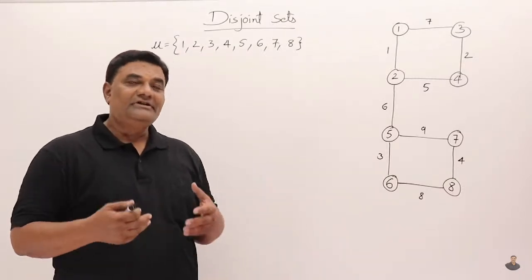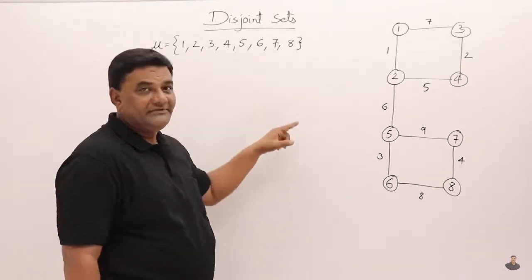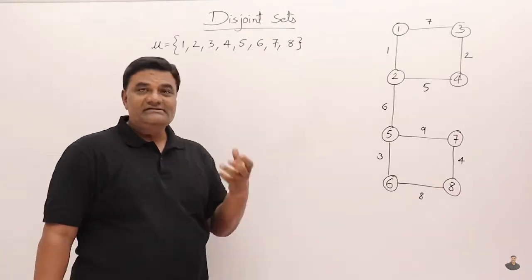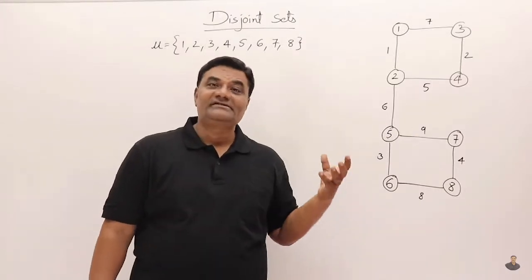Now how can we take the help of disjoint sets for finding a cycle? Let us check. There are 8 vertices. I have taken a universal set with 8 vertices. Each element you consider as a set. Now let us start. What we'll be doing is, we'll be going on taking edges, including edges and forming the sets for them one by one.